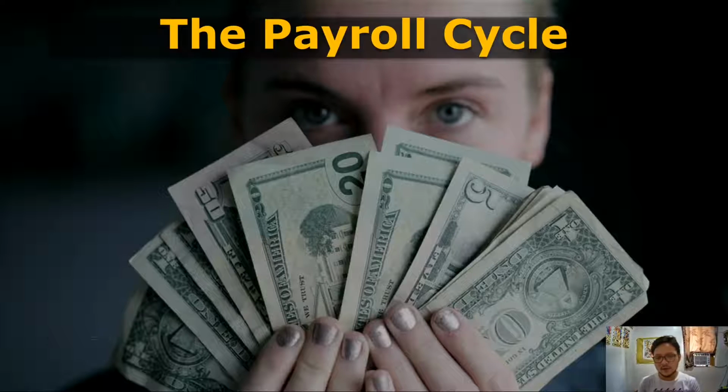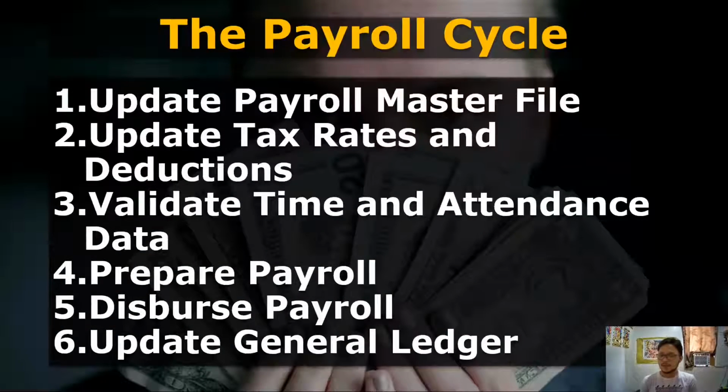The payroll cycle, of course, has the following steps. So here, let me enumerate. First, update payroll master file. Second, update tax rates and deductions. Third, validate time and attendance data. Fourth, prepare payroll. Fifth, disburse payroll. And lastly, you have update general ledger. So, recording part on the last.